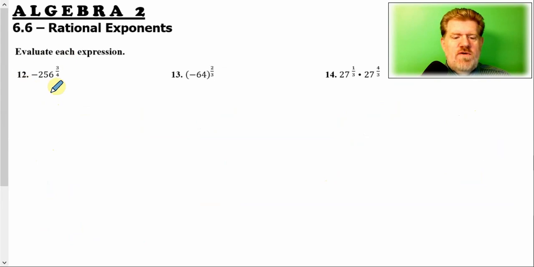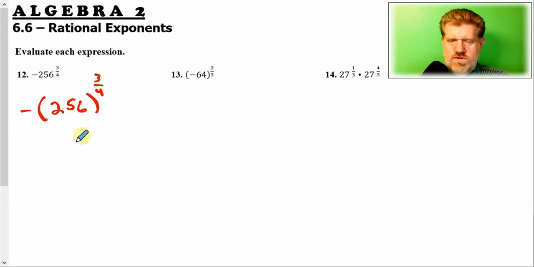So we want to evaluate negative 256 to the 3/4. Now be careful of the negative, and notice where the position is. And look at these two, 12 and 13. The negative is not included inside the parentheses, so the negative is not going to the 3/4 power. The negative is on its own. The 256 is going to the 3/4 power.